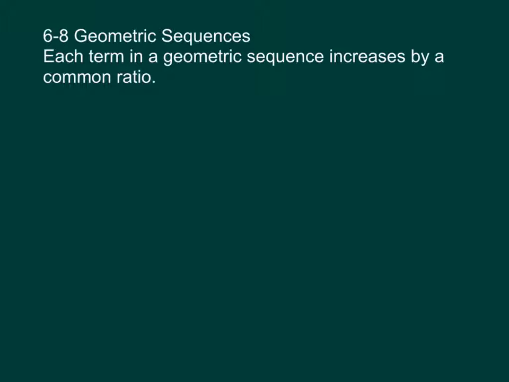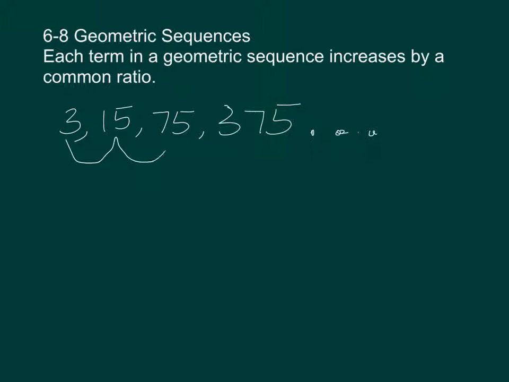If we look at the sequence 3, 15, 75, 375, and on, we could then determine whether or not this is a geometric sequence by examining whether, as I go from one term in the sequence to the next, I'm going up by a common ratio.